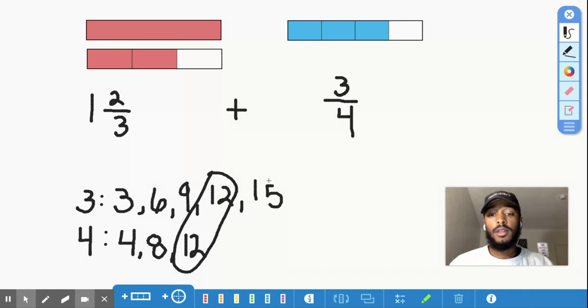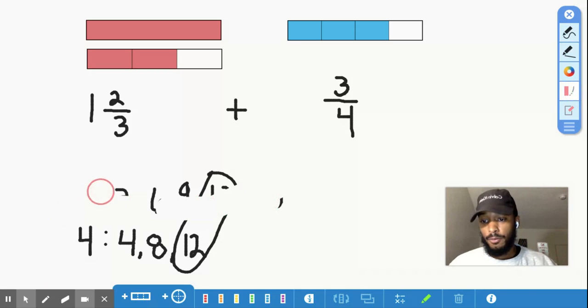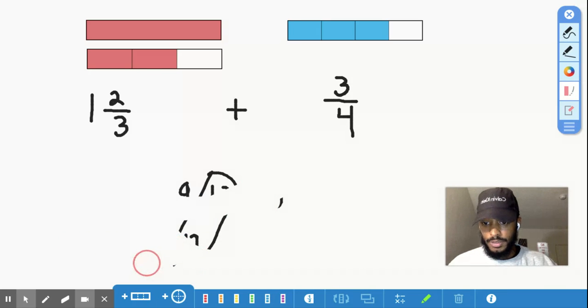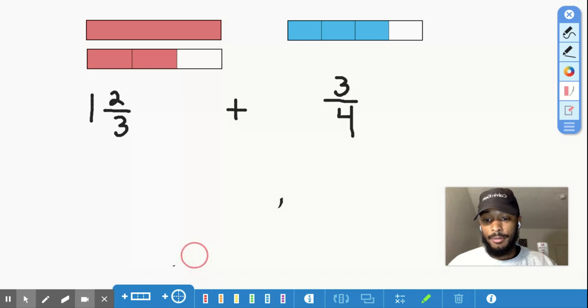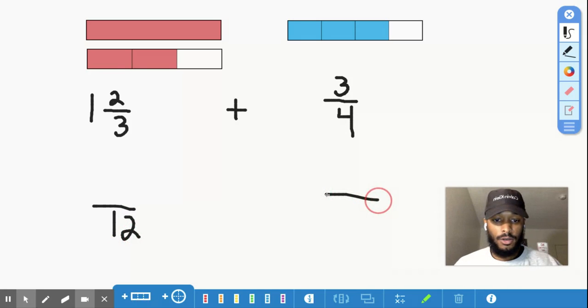So now that I know that my least common multiple is 12 for both of these, I'm going to erase this to give me a little bit more room to write out here in this workspace. But just keep in mind that the least common multiple or the least common denominator, whichever way you please to identify it, it's the same thing, is 12. So now I know I have to rewrite my fractions with the denominator of 12. I'm going to rewrite my fraction over here.